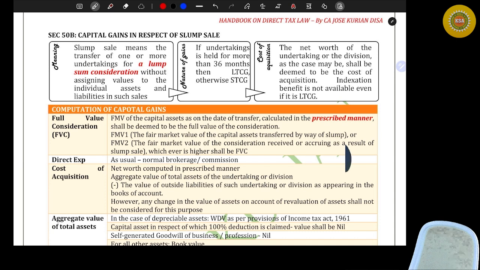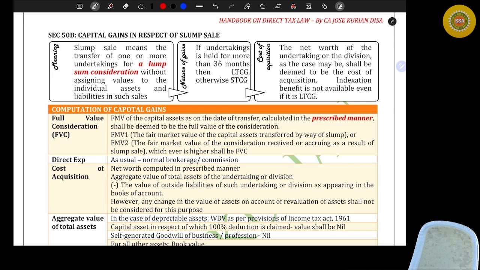Say there is a business and the business has around 300 assets. That business is getting transferred for a lump sum amount without assigning values to the individual assets and liabilities. You have to apportion that lump sum amount and do 300 computations because 300 transfers of assets happened. Are you with me? Isn't it a huge headache?